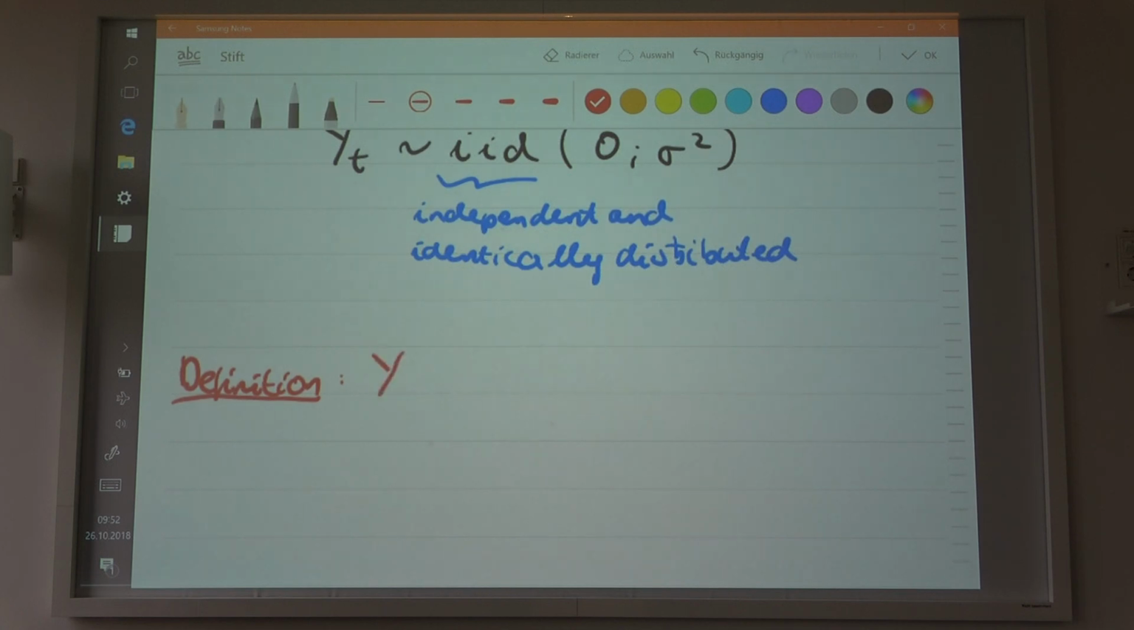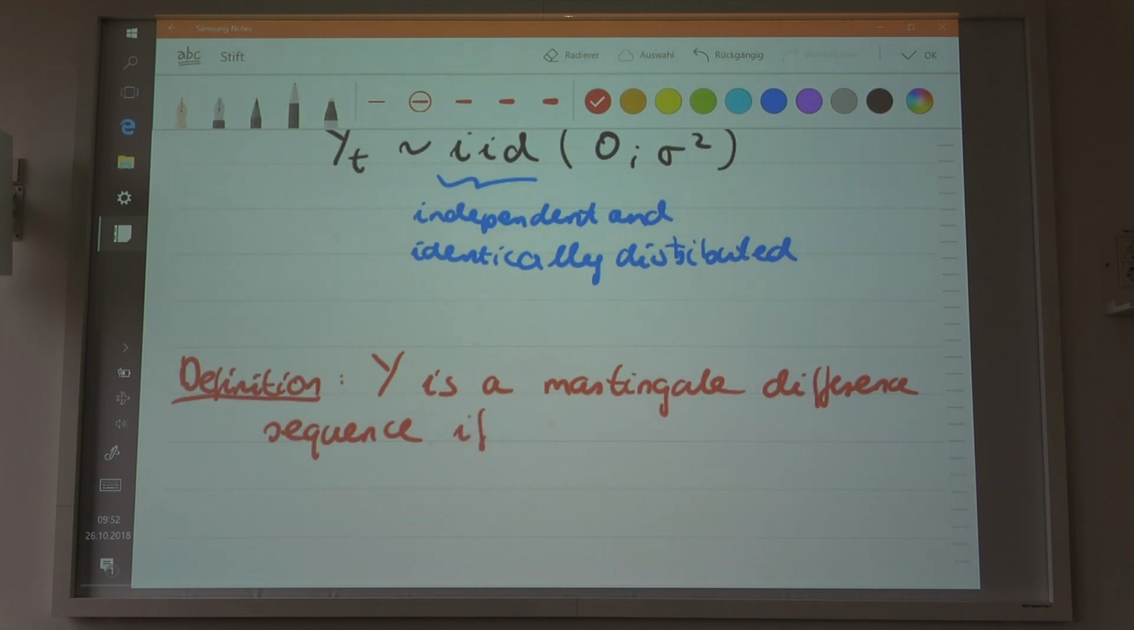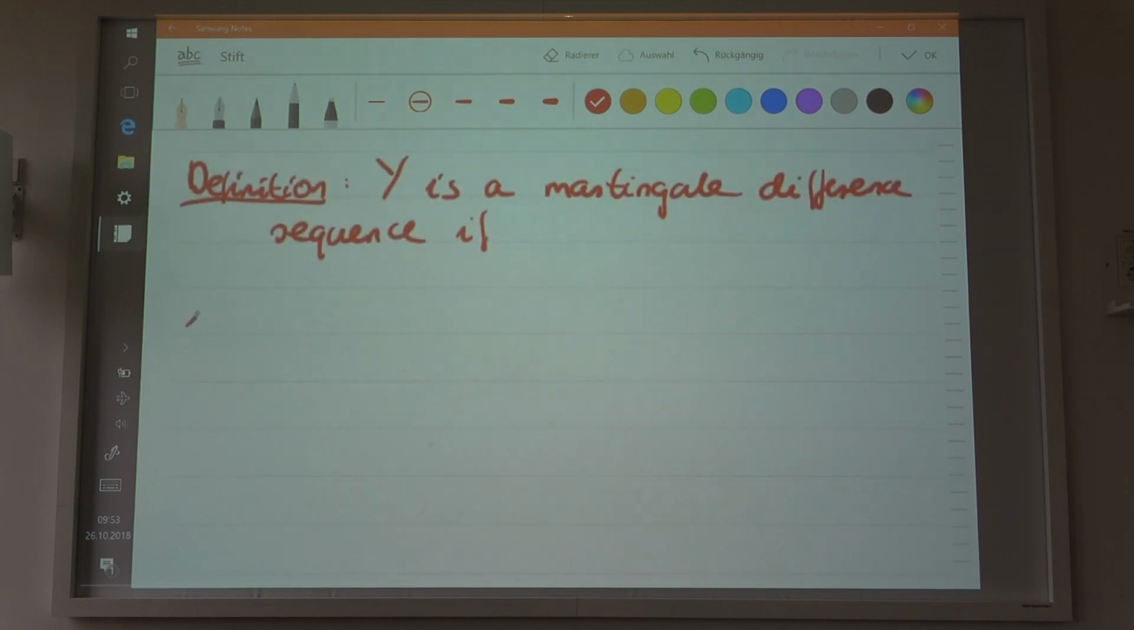So the stochastic process Y is called a martingale difference sequence if the following conditions hold. There are two conditions that the process has to satisfy. The first condition is that the mean of the absolute value of the process is finite.